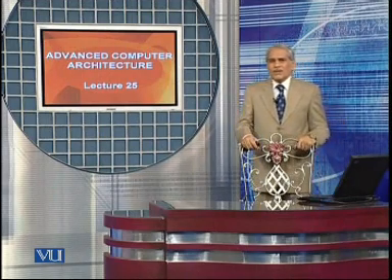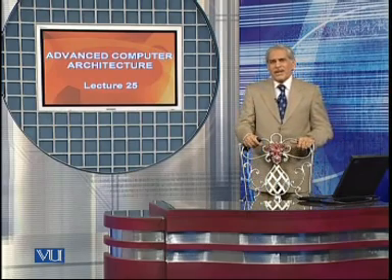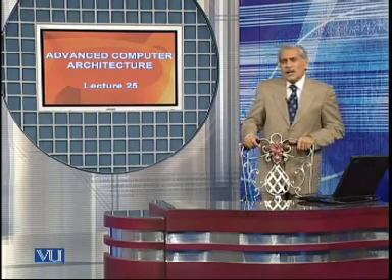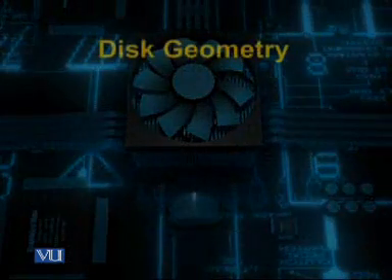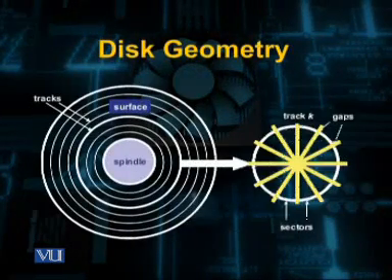As we discussed earlier, for the design of the memory hierarchy system, the other type of memories which are used to store bulk of data are known as the secondary storage devices. The most commonly used secondary storage device is the disk. Let us have a look at how a disk works and what the geometry of a disk is.